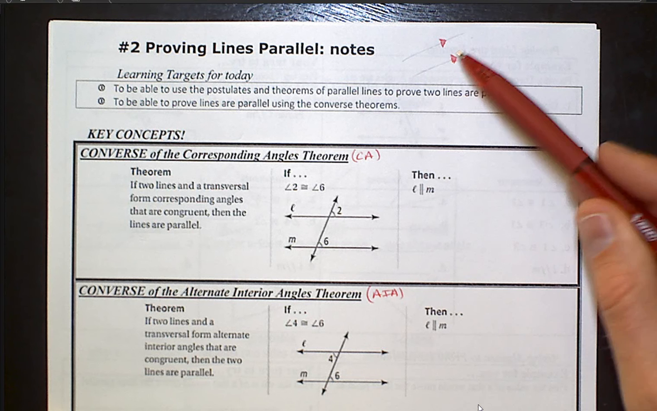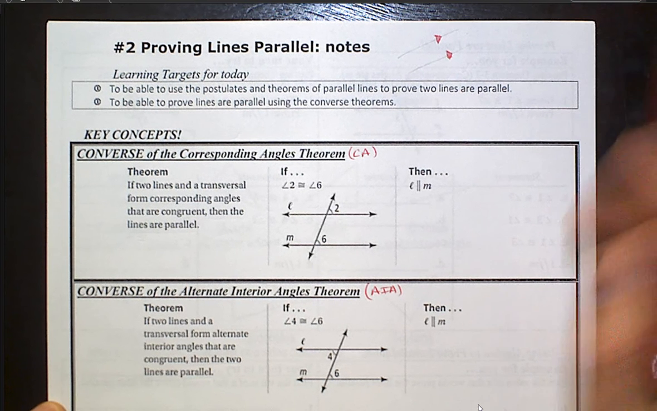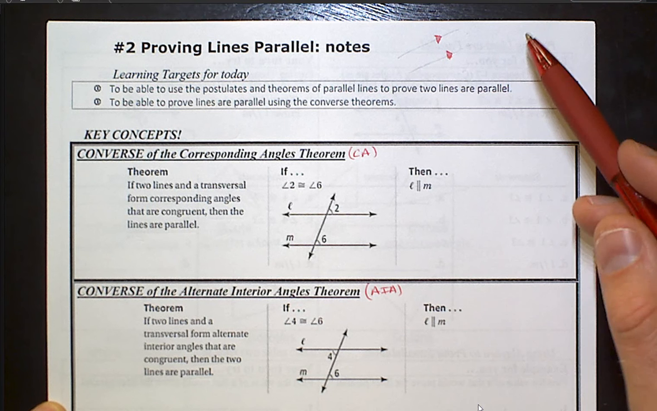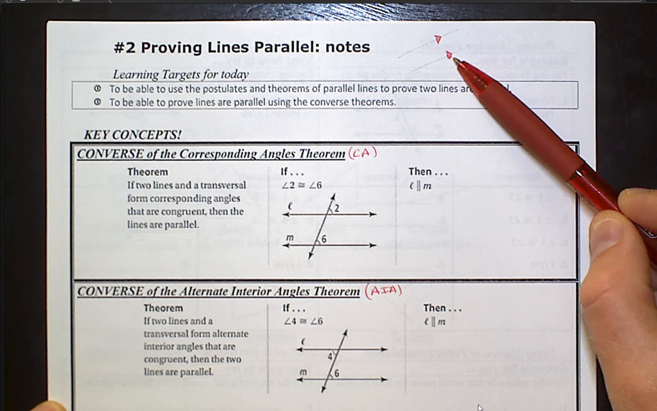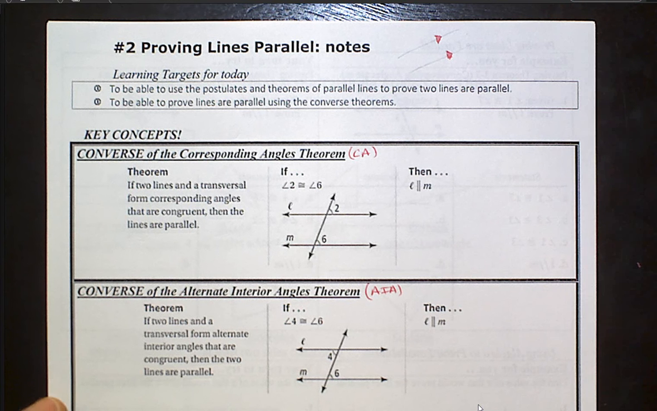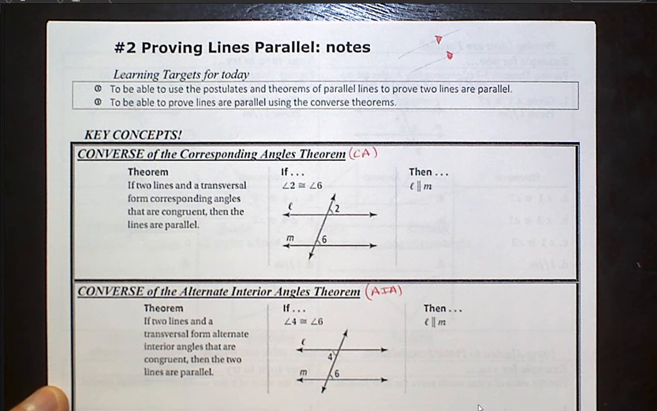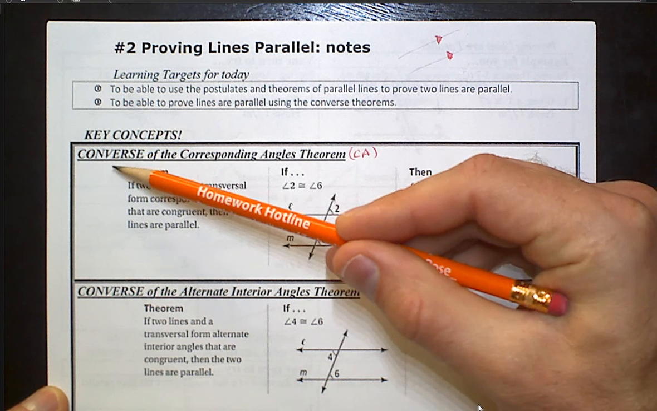You may not remember that, but if you go back and watch the video or look at the examples, you'll see these little arrows on all the problems. In lesson 1, the theorem stated, if lines are parallel, then CAs are congruent, AIAs are congruent, SSIs. Today, each one of these starts with the converse, which should be a familiar word. We did conditionals, converse, inverse, and contrapositives.